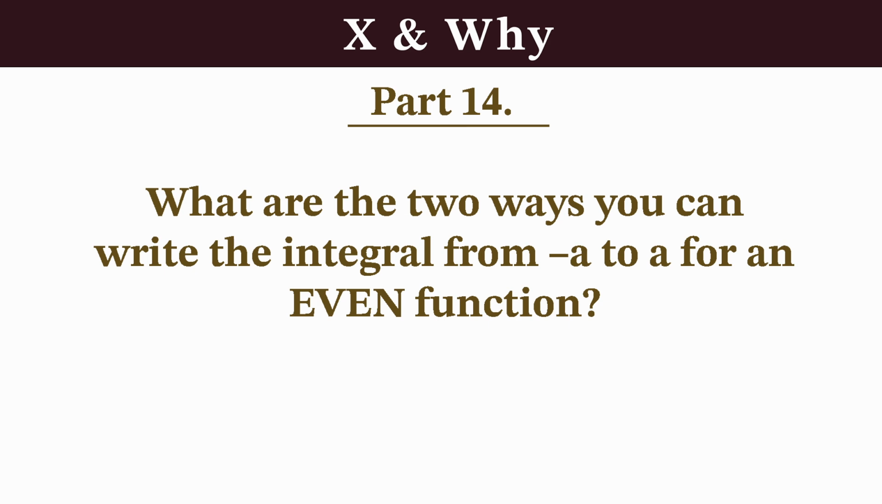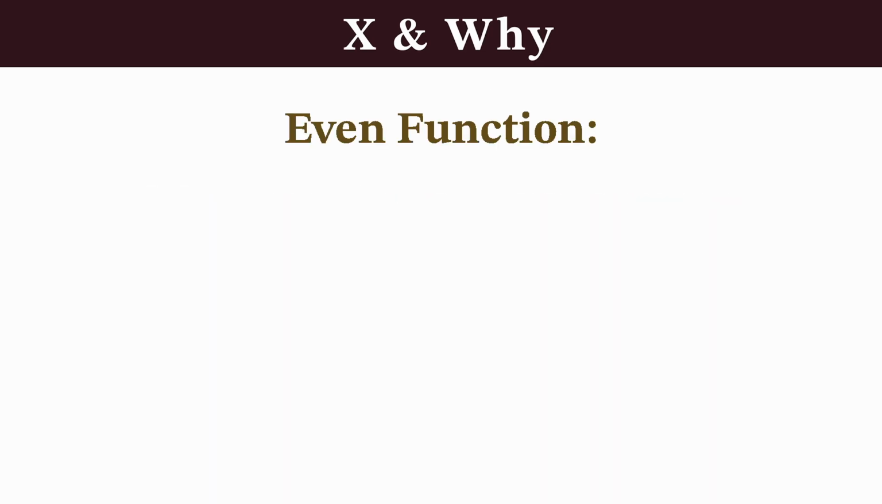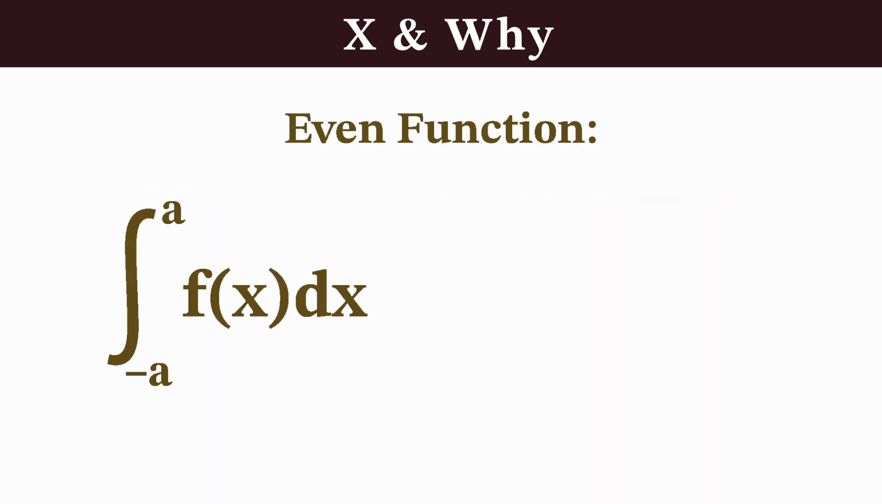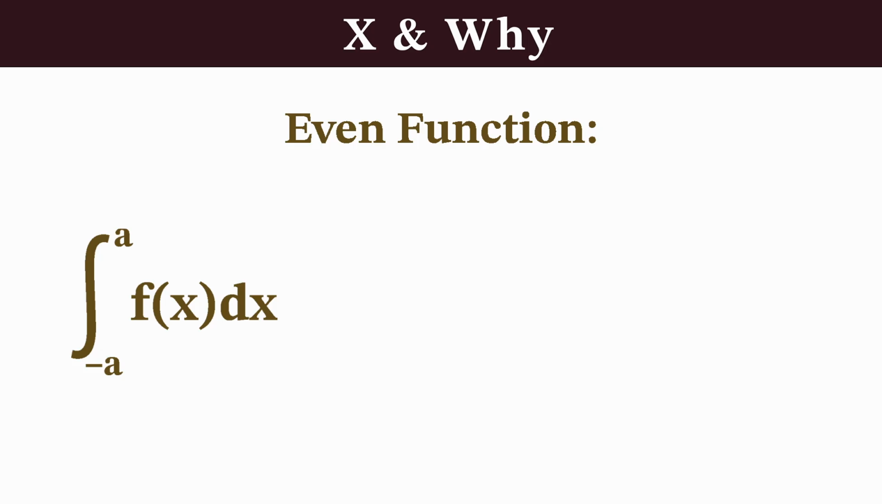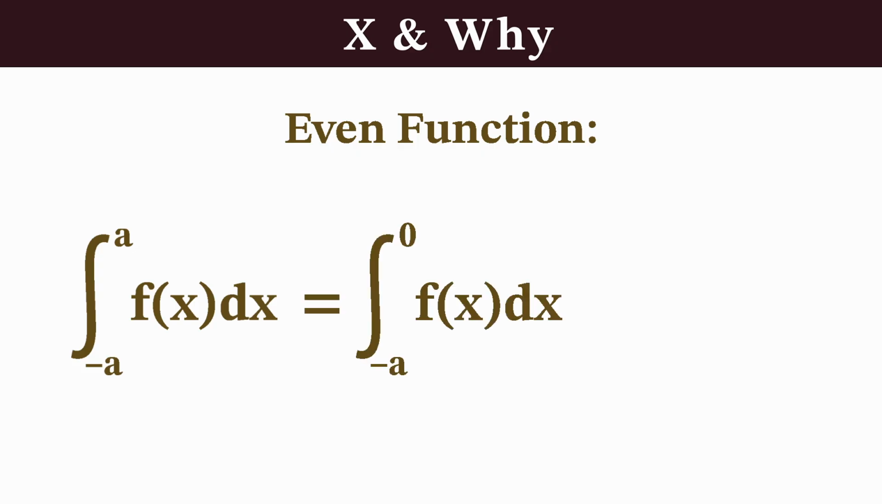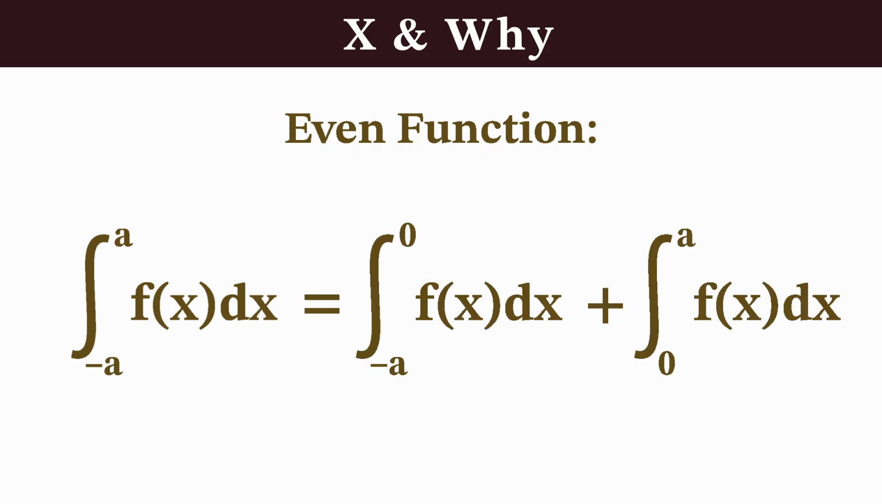Part 14. What are the two ways you can write the integral from negative a to a for an even function? For an even function, you can write the integral from negative a to a of f of x dx as 2 times the integral from 0 to a of f of x dx. You can also write this integral as 2 separate integrals. That would look like the integral from negative a to 0 of f of x dx plus the integral from 0 to a of f of x dx.